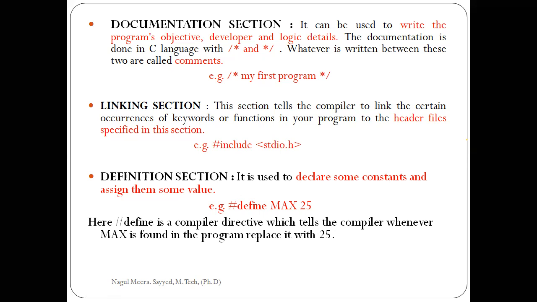What is the purpose of this definition section? For example, if we want to define some constants in our program, definition sections are used to define them. For example, here pi. What is the meaning of pi? What is the value of pi? Tell me, anyone. What is the value of pi?